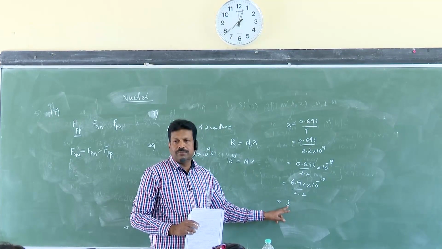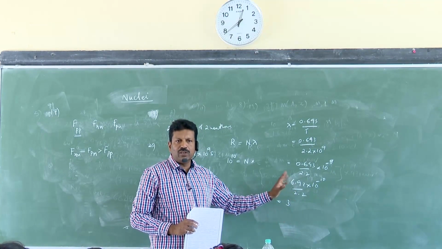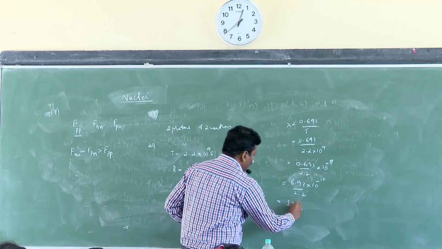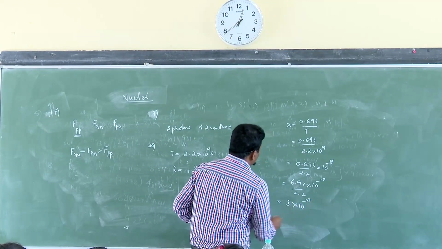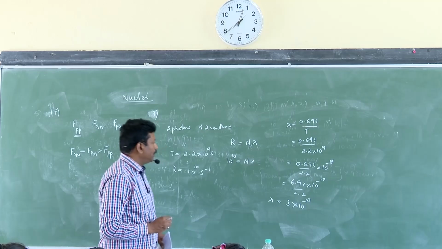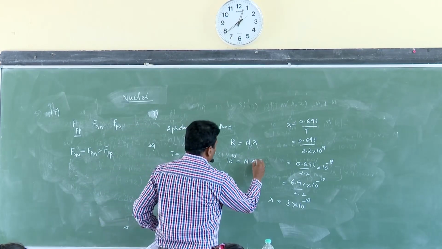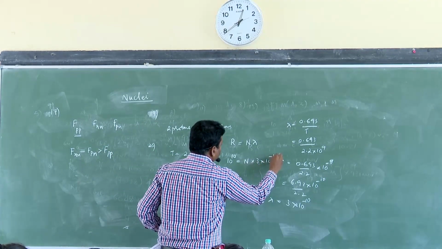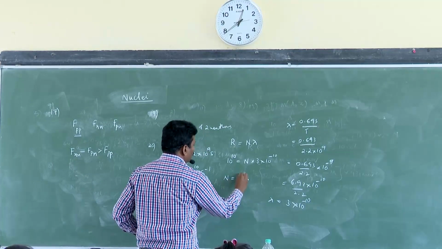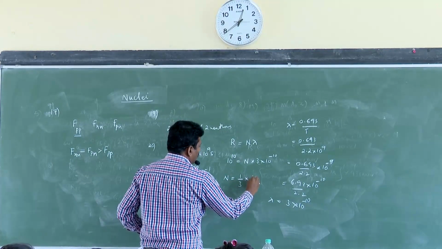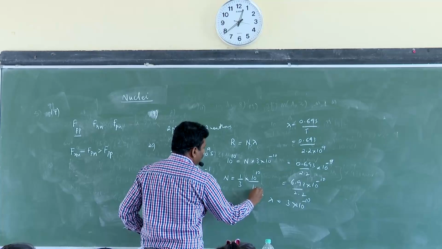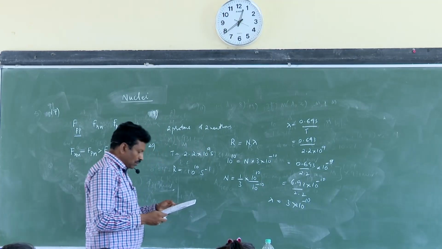Write 3. It may come as 3.1, no problem, just write this much. 3 into 10 to the power minus 10. So this is the decay constant. Therefore n is equal to 1 by 3 into 10 to the power of 10 by 10 to the power minus 10. So what is the correct answer?